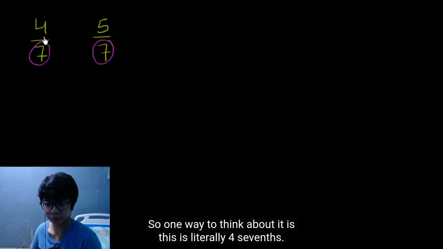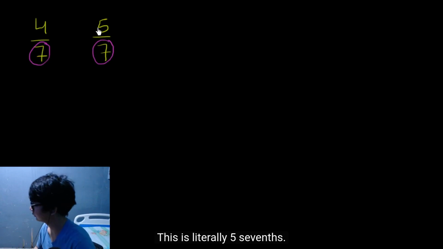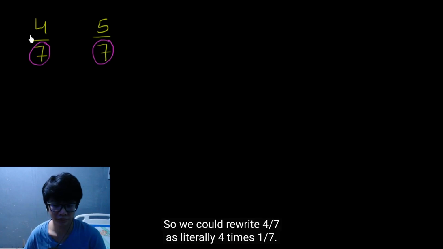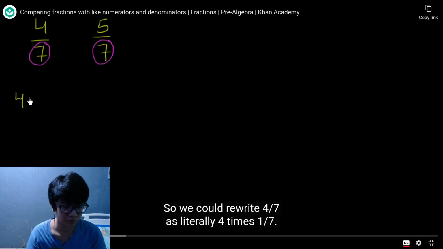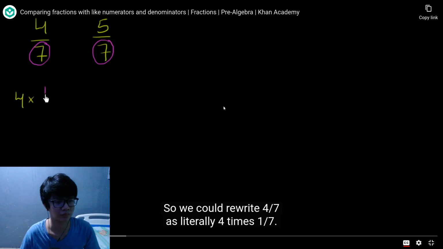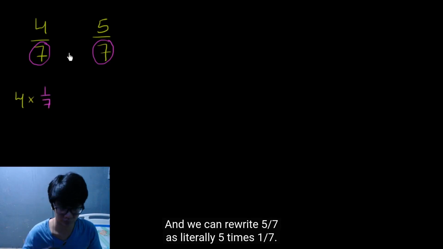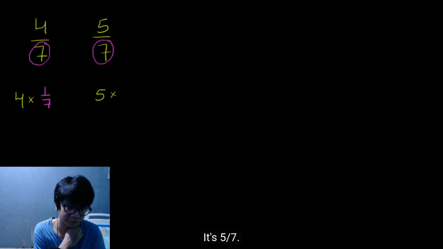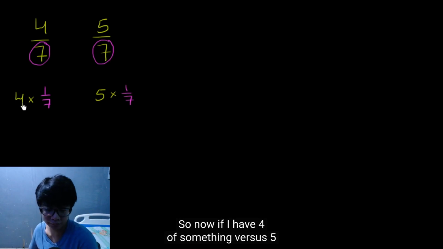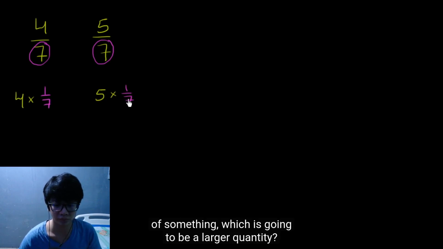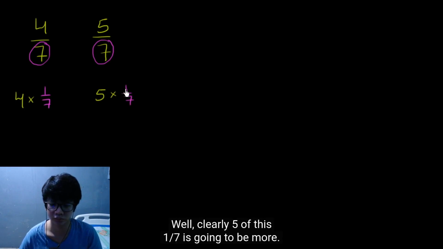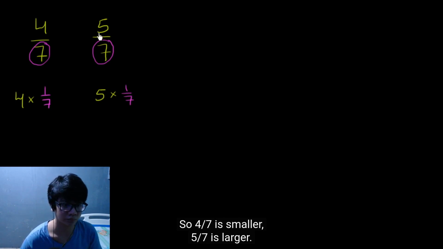So one way to think about it, this is literally 4/7 and this is literally 5/7. We could rewrite 4/7 as literally 4 times 1/7, and we can rewrite 5/7 as literally 5 times 1/7. So now if I have 4 of something versus 5 of something, which is going to be a larger quantity? Well, clearly 5 of this 1/7 is going to be more. So 4/7 is smaller, 5/7 is larger.